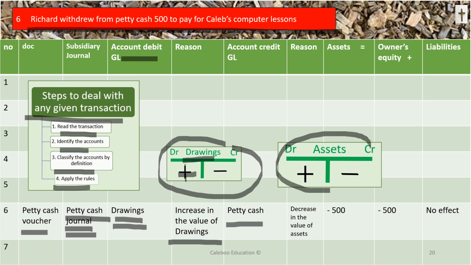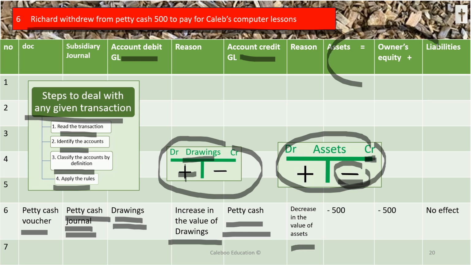Now, what happened to the petty cash, the other account? Petty cash, cash is an asset, a current asset. What has happened is the petty cash has decreased by 500. A decrease in assets, the account must get credited. So the account credited is petty cash. Decrease in the value of assets.